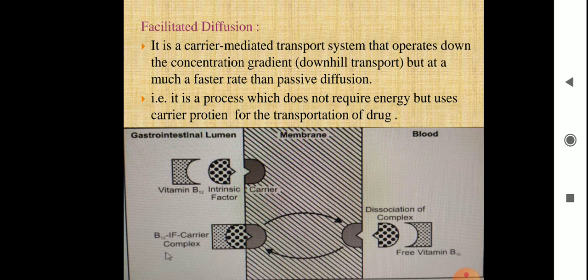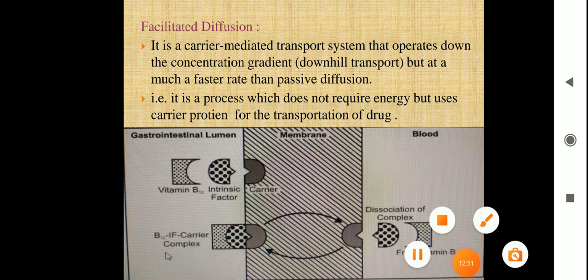After that, what happens, the carrier will remain in the membrane, and dissociation of the complex will occur, that is, free vitamin B12 will be distributed in the blood or absorbed in the bloodstream, and the intrinsic factor will be separated from both the carrier as well as the drug molecules.